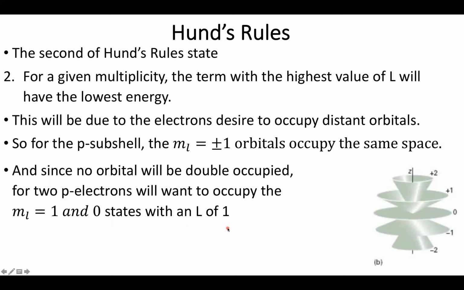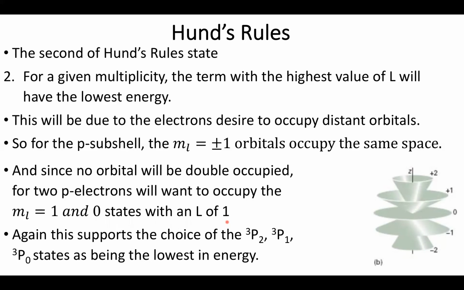And again, this will hold if I apply the idea to a set of d orbitals, where I'd maximize at a value of 3, then 2, then 1, and the worst case is where everybody's paired up and I have an L of 0.